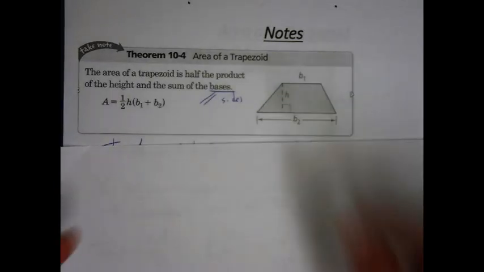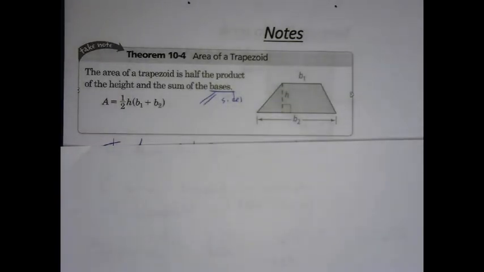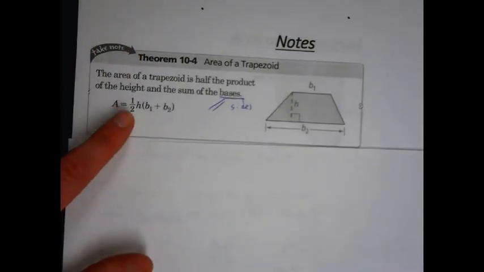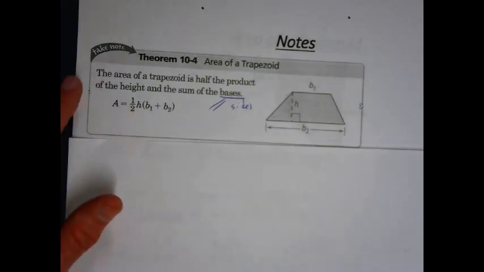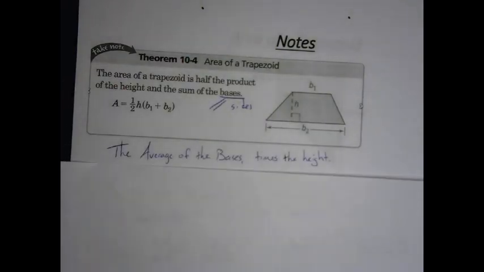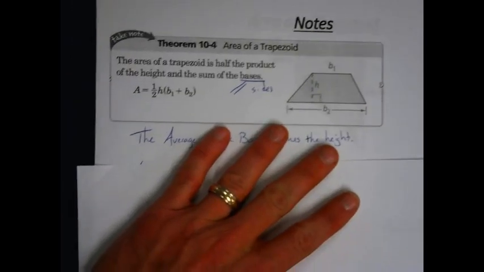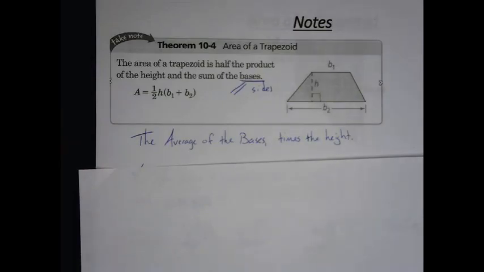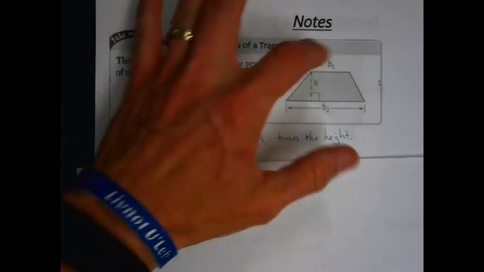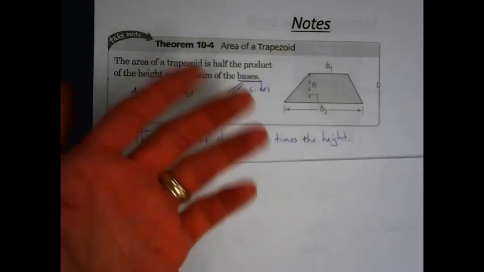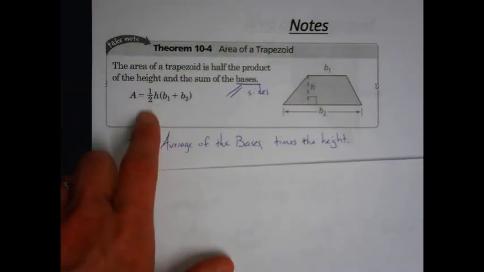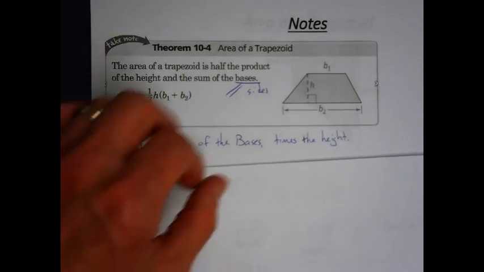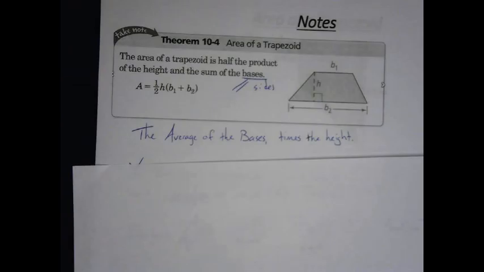We can have a formula for finding the area of a trapezoid. The way the book calls it is 1/2 height times base 1 plus base 2. But I call it something else. The way I define the area of a trapezoid is the average of the bases times the height. And how do you find the average of 2 things? Add them and divide by 2. Pay attention! Add them and divide by 2. That gives you the average base, and multiply that times the height.